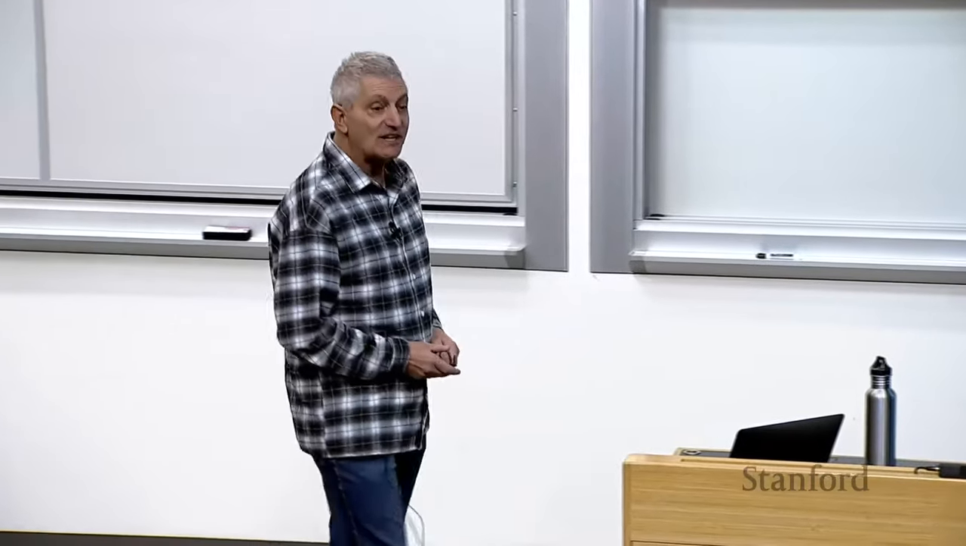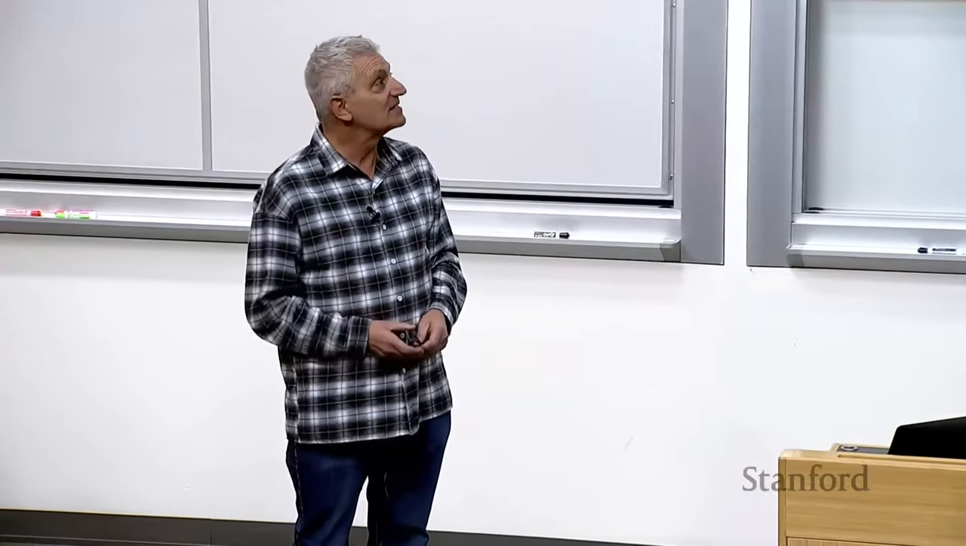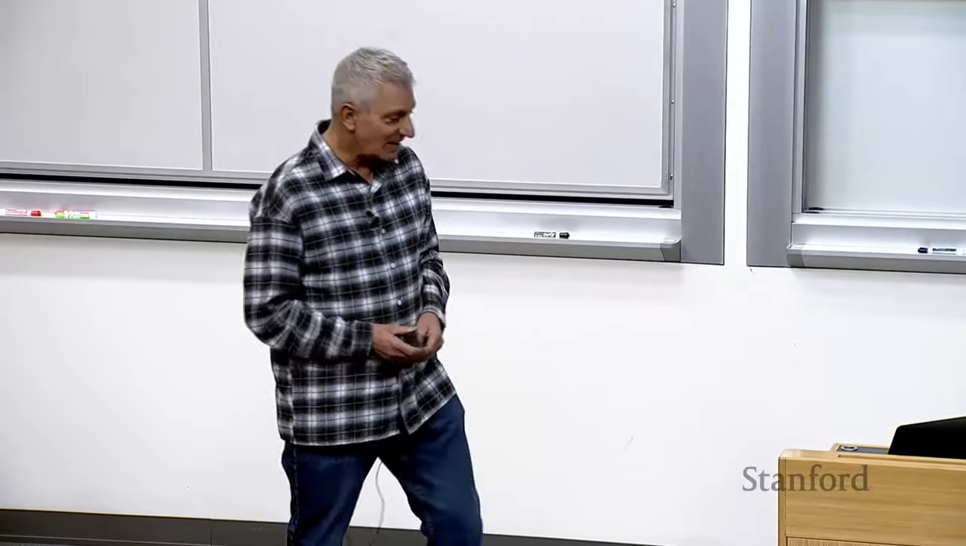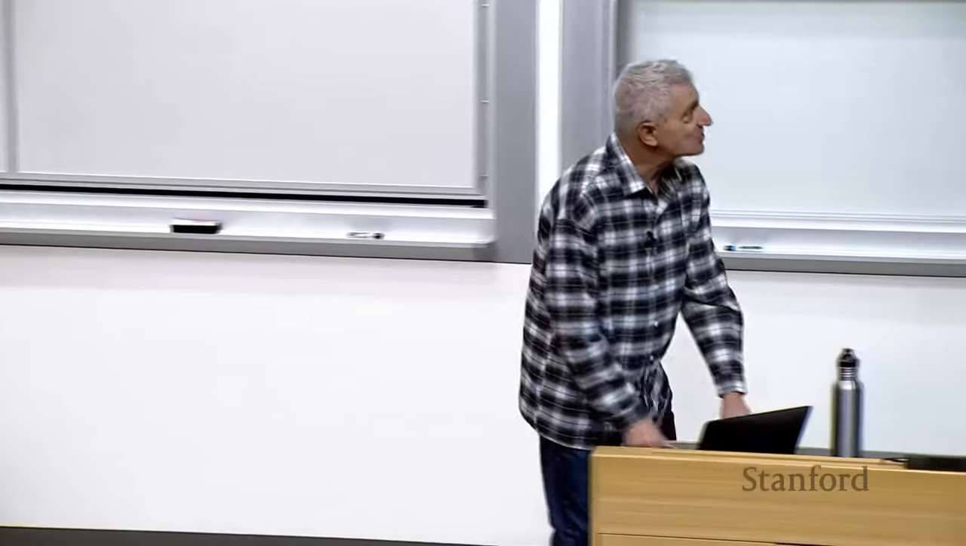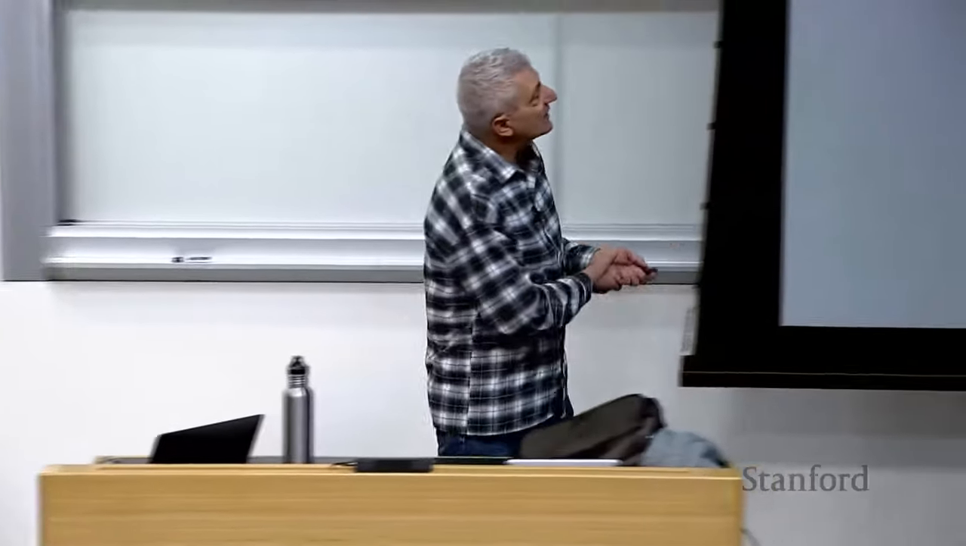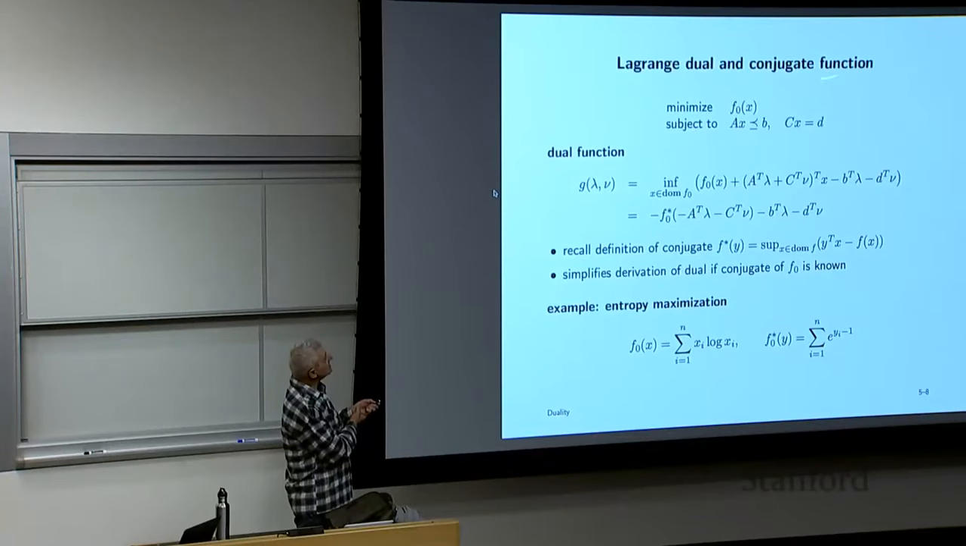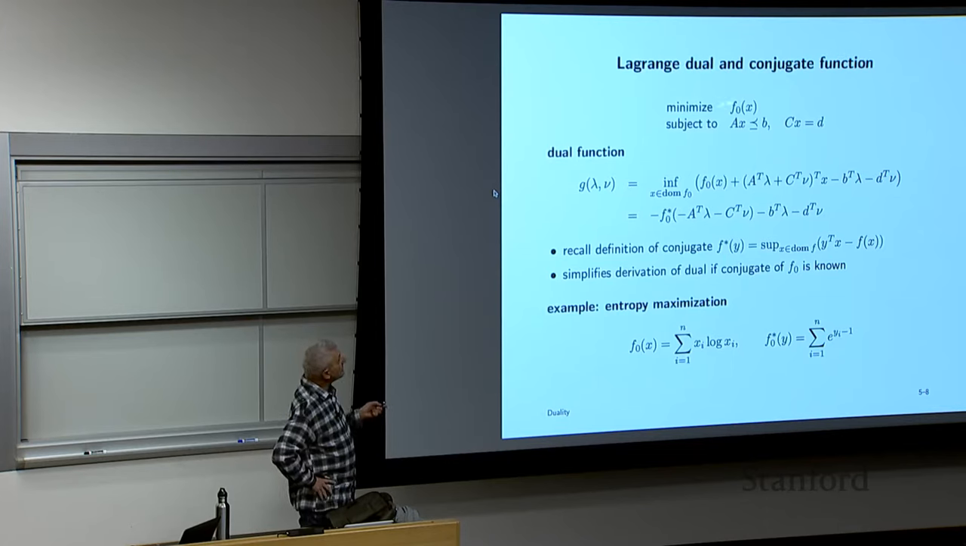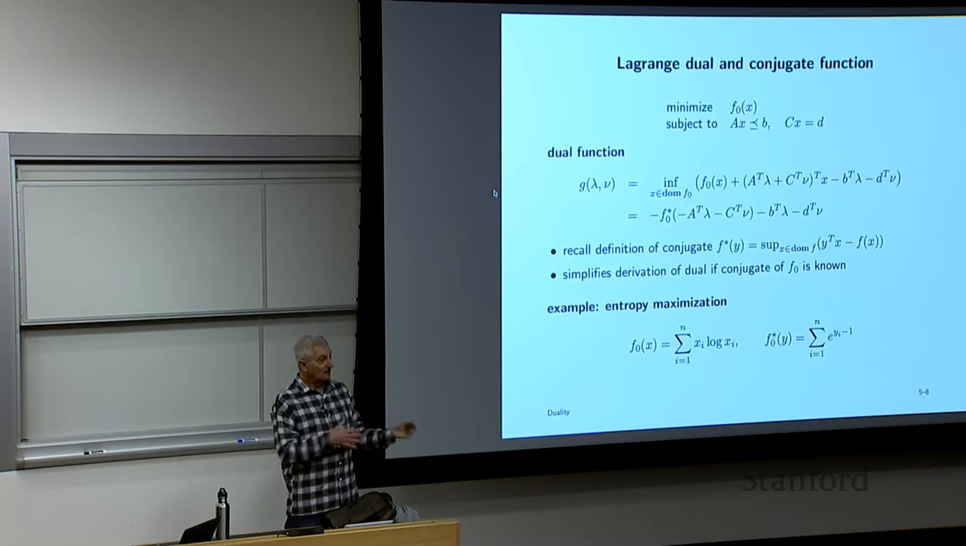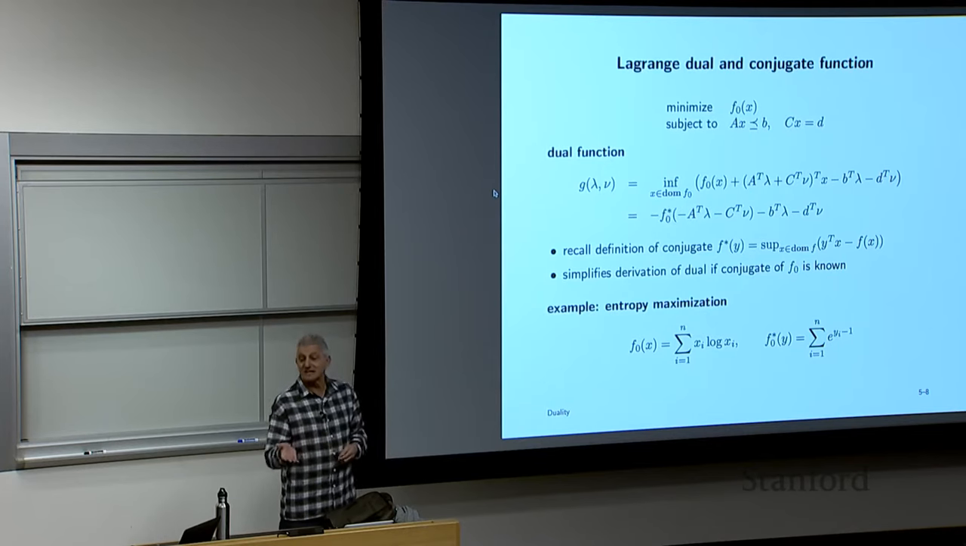So there's a strong connection to things like conjugate functions. To see that, this is just a completely generic optimization problem, not convex, by the way. It doesn't have to be. It's got linear inequality constraints, so you have a polyhedral feasible set. Of course, that's convex. That's fine. And we have an objective we want to minimize.